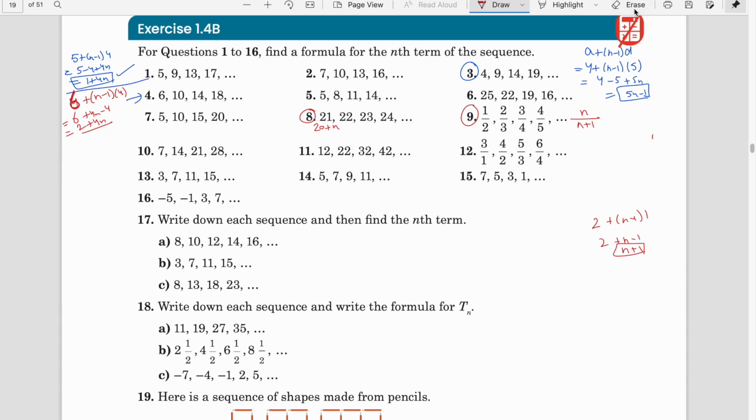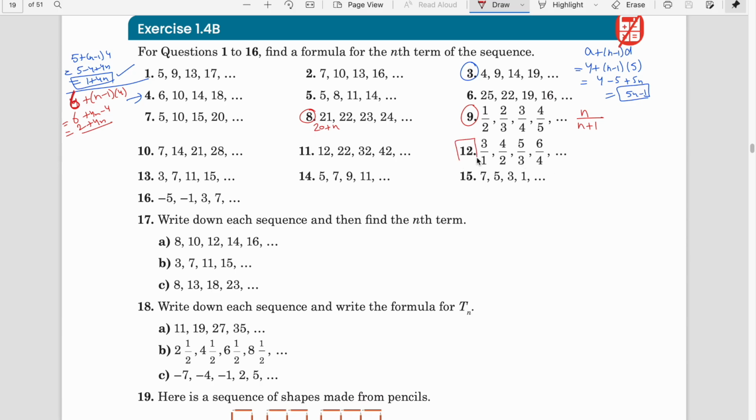One way I use this formula. Second way could have been if I just ignore this and I see that the numerators are 1, 2, 3, 4. Starting from 1, it is exactly equal to the term number, so I can write n. And when I notice every term in the denominator is 1 more than the numerator, I can write n plus 1 directly.